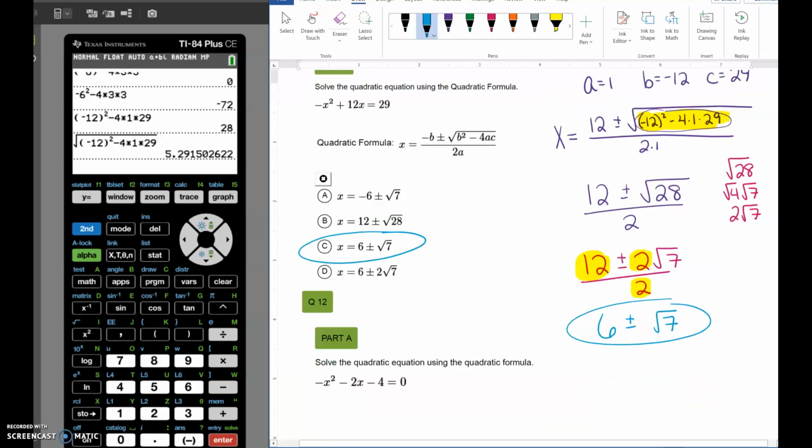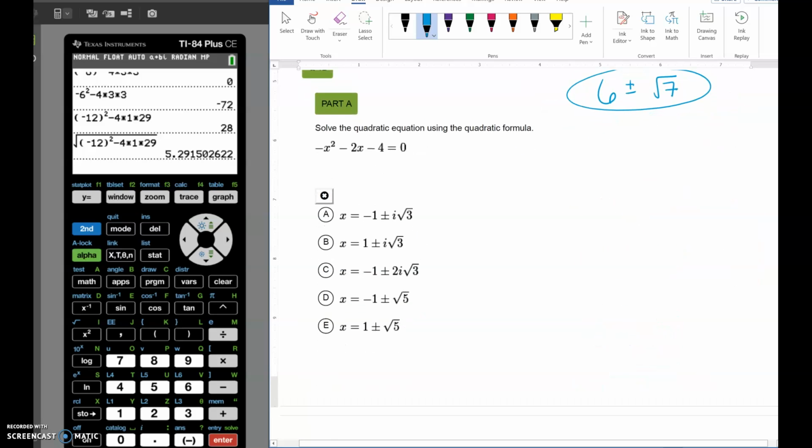All right, number 12, another solve using the quadratic formula. This time, everything is on one side with equals 0. You can do it like this if you want to. You can switch it around so that it's positive x squared plus 2x plus 4 equals 0. I am going to show you what this looks like if you don't switch it around. So our a is negative 1, our b is negative 2, and our c is negative 4.